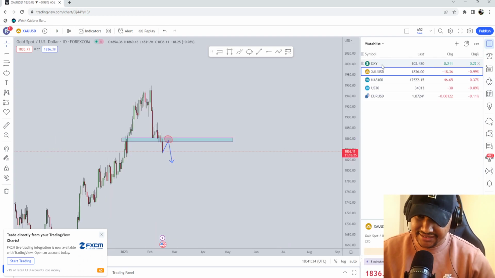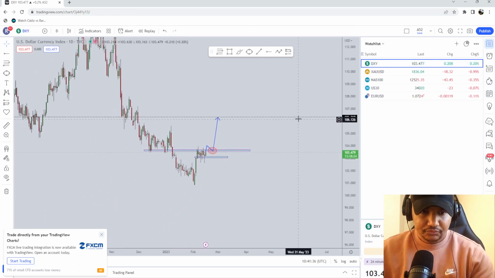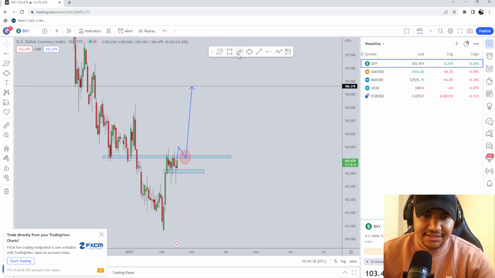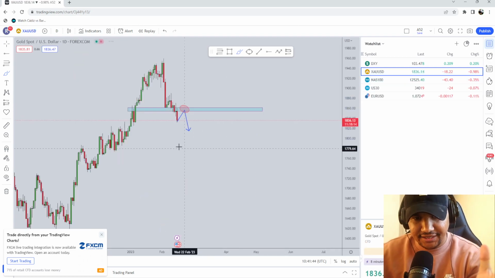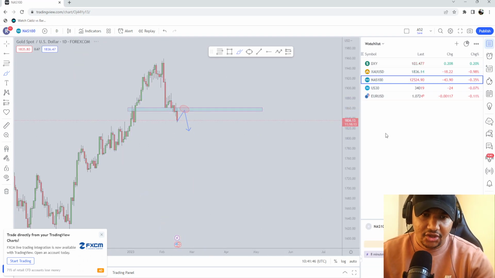Just coming back to the index, we could potentially see the index first move down before going higher. The reason for that is we do expect a correction here as well.